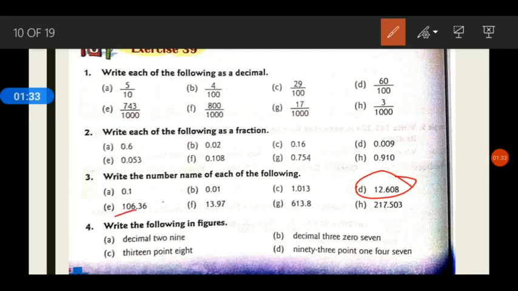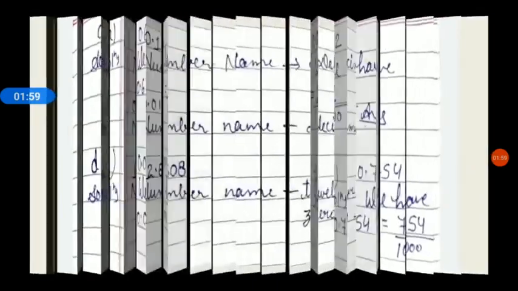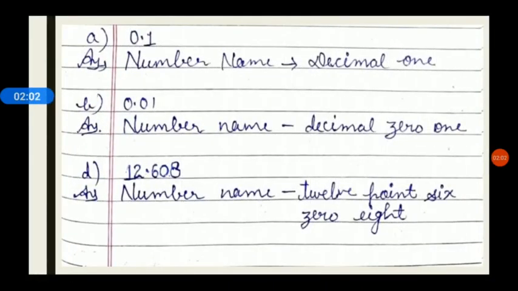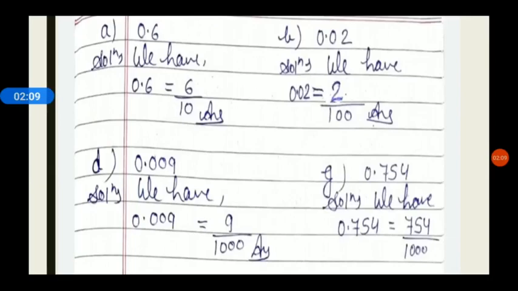So 12.608, we read it like this. Here before the decimal what is written is 106, so we write 106. But after the decimal 36 is given, so we read it separately, 106.36. Next is 13.97, 613.8, 217.503. Understood? You can see the answer. Number name of 0.1 is decimal 1, decimal 01, 12.608. Similarly, the others I told you, you can solve those questions.